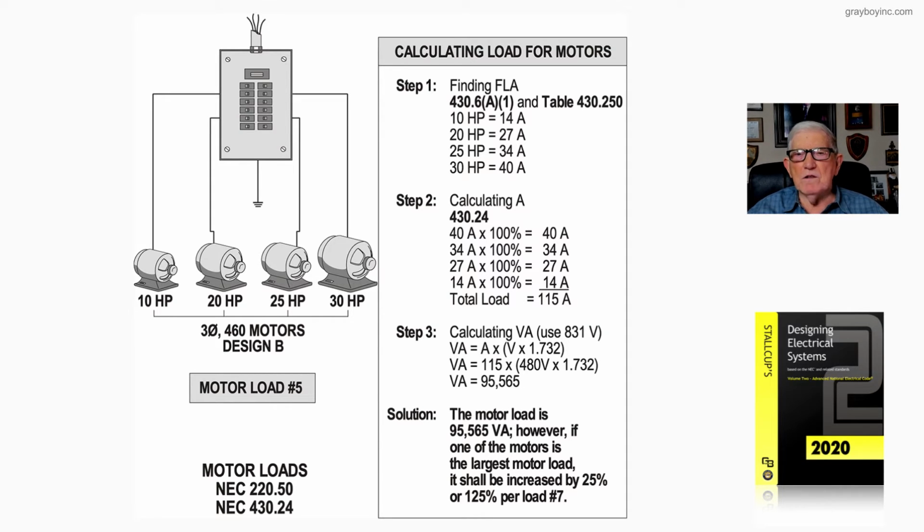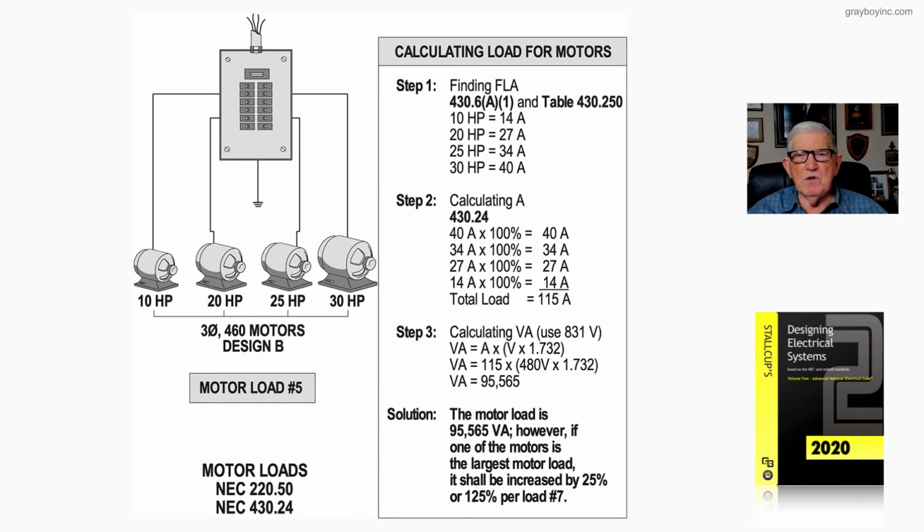The 10 horse is 14 amps, the 20, 27, the 25, 34, and the 30 horse 40, selected from Table 430.250 based upon the horsepower and the voltage. You would select that from the table, and that's where we pick up those full load amps, not the nameplate now. 430.6A2 tells us that the nameplate of the motor is strictly for the overload sizing.